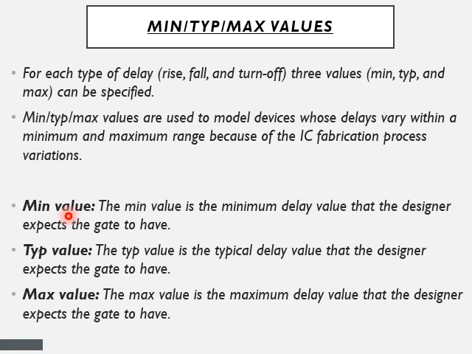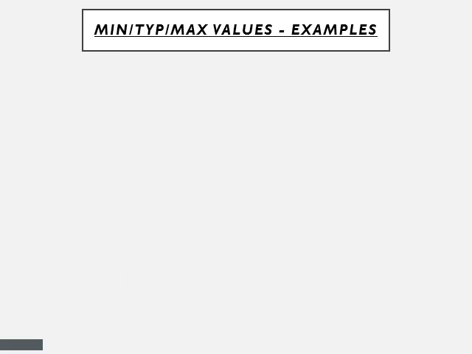So minimum value is the minimum delay value that the designer expects the gate to have. Similarly, typical value is the typical delay value that the designer expects the gate to have, and finally the maximum value is the maximum delay value that the designer expects the gate to have. We'll look at a few examples of these delays, minimum, typical and maximum values.